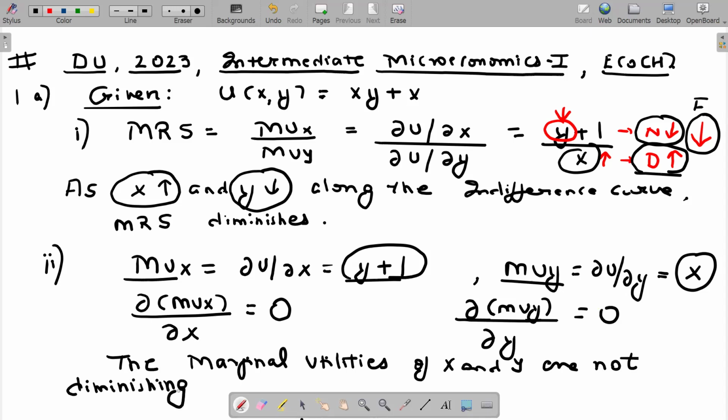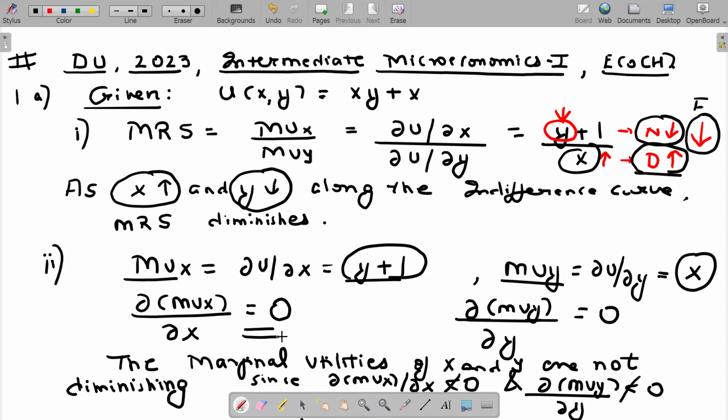They are not diminishing, since del MUX by del x is not less than 0 and del MUY by del y is also not less than 0. In fact, they are equal to 0. That means when I partially differentiate MUX with respect to x and MUY with respect to y, I get 0.